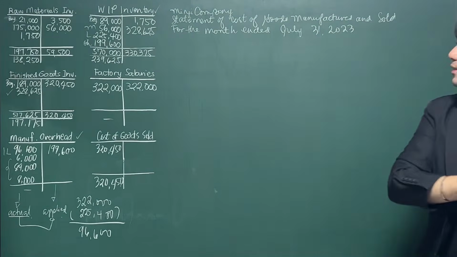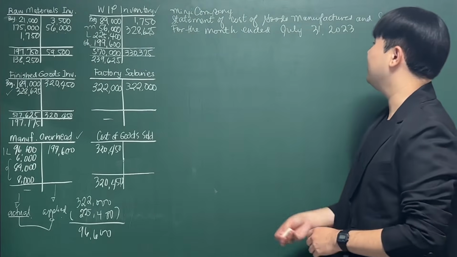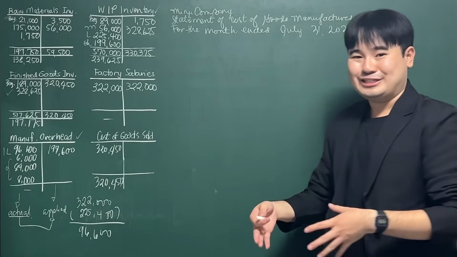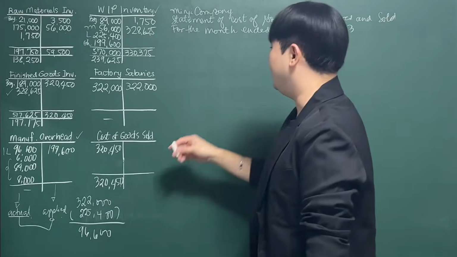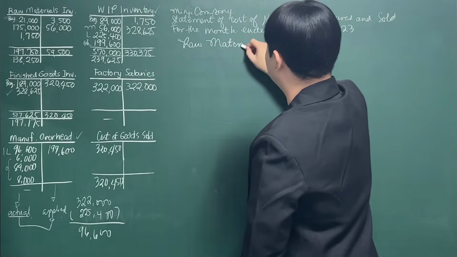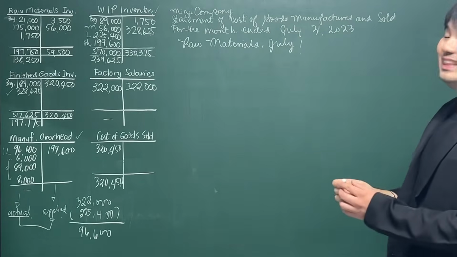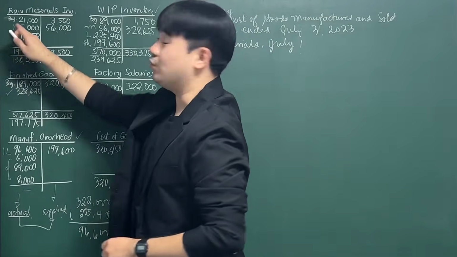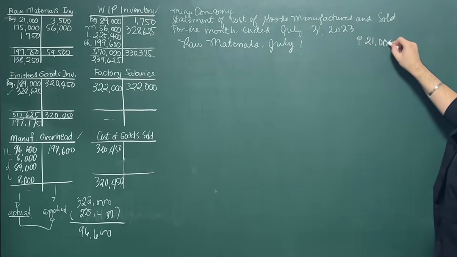Okay, don't forget the heading, the name of the company, and then statement of cost of goods manufactured and sold for the month ended, whatever month it has ended, or whatever production cycle has already ended. Okay, we start with the beginning balance of your raw materials. So raw materials at the beginning of the month, which is July 1, it's given here in your T account, which is 21,000. So I will put here 21,000.